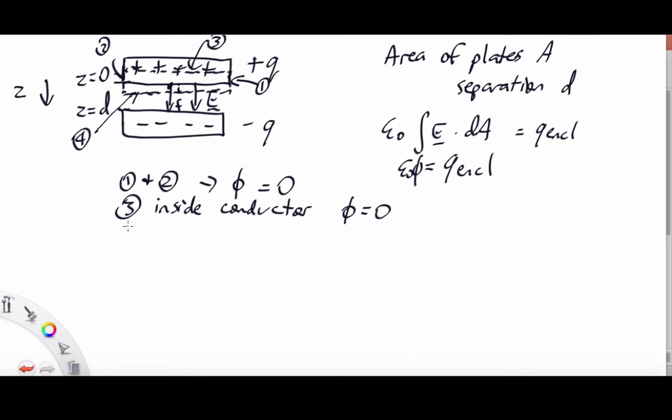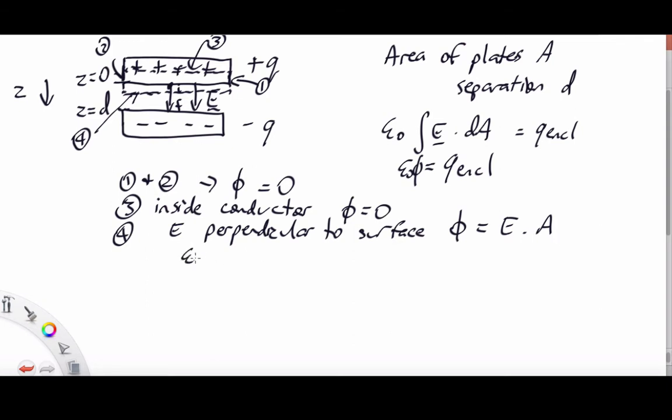So we're only interested in surface 4, and there the electric field is perpendicular to the surface. So the flux is just E, which is a constant, times A, which is the area of the plates. So we have E0 times phi equals E0 times E times A, which is going to be the charge of the top plate. So that gives us that E equals Q over E0 A.